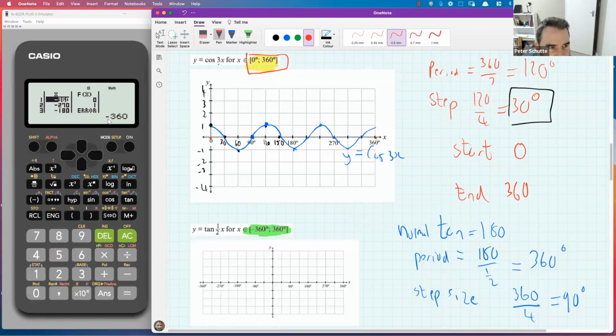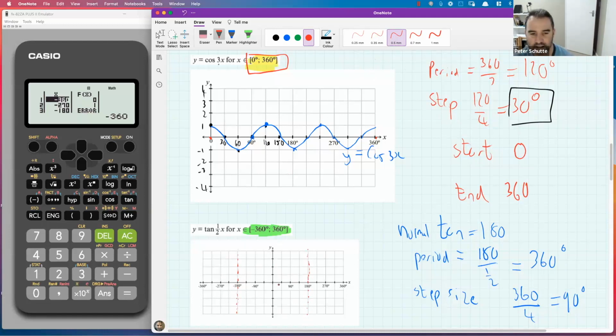Who feels, have I made a mistake, or is that predictable? It's the asymptotes, yes. So there's an asymptote at minus 180. And I could scroll down in my calculator, but because I understand that the period of this tan graph is 360, the asymptotes are just going to be 360 degrees apart. You'll see another error come up later.